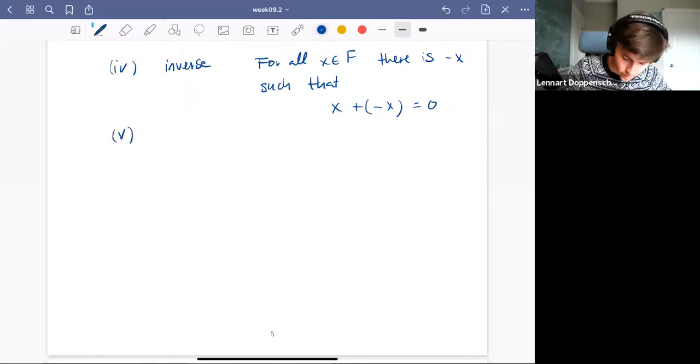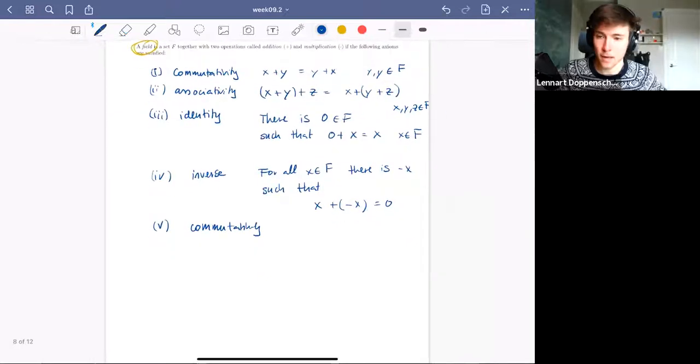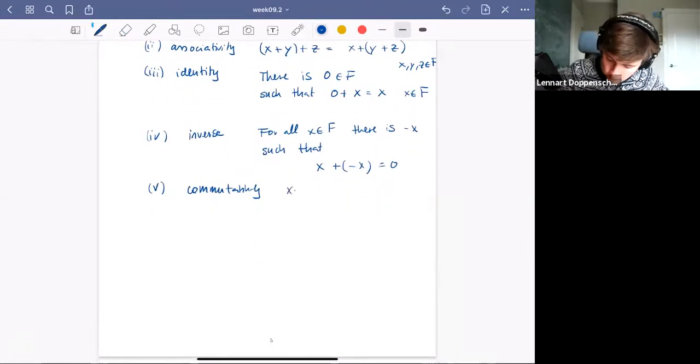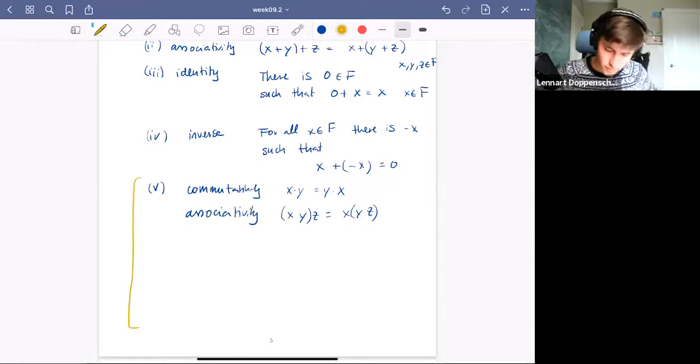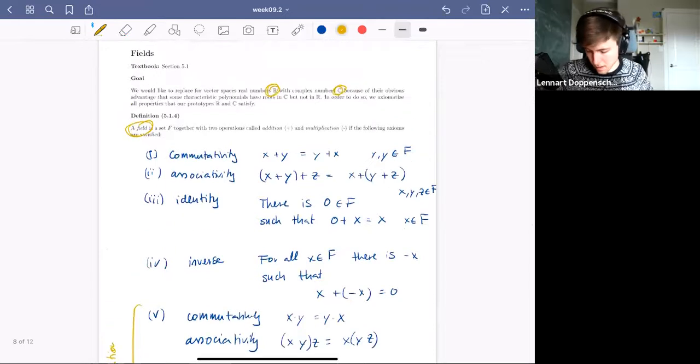Okay, let me just continue. We have, maybe I should just bracket this later. So again, commutativity, but this time for multiplication. So we know that x times y is equal to y times x. Associativity, x, y, z is x, y, z no matter how you bracket them. I'm going to make a note that this is for multiplication, and what we've had above is all for the addition, because I don't want to write too much.